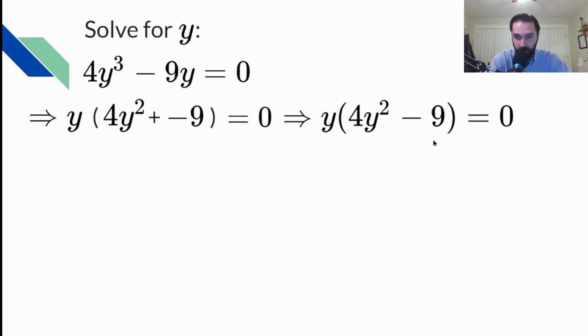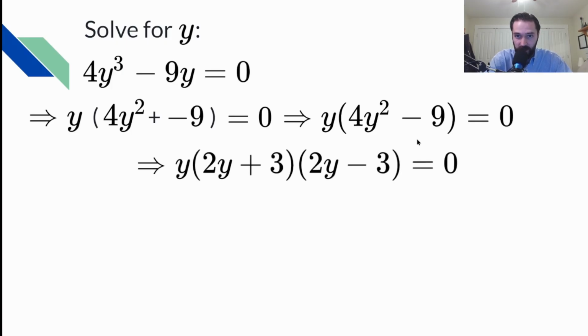So we've successfully factored the left-hand side, but we can actually factor it even further, because this business in the parentheses here is the difference of squares. So we can factor that as 2y plus 3 times 2y minus 3. And then we just have this y hanging around, so we'll tag it on to the left here.